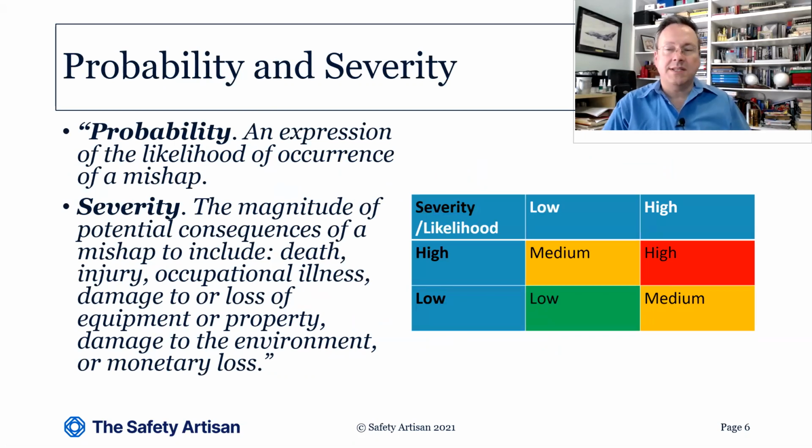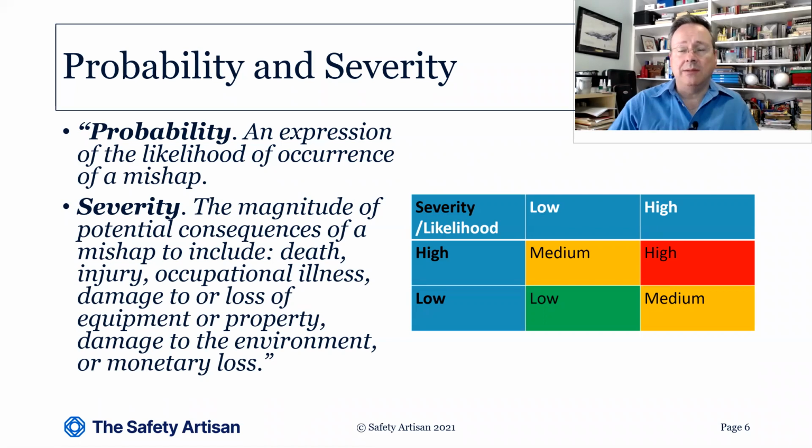Okay, so I said that risk was defined as probability and severity, and here we've got a little illustration of that. So probability, how likely is this thing to go wrong? How likely is this thing to happen? And severity, what's the magnitude of this event, varying from death, injury, illness, property damage or equipment loss, damage to the environment, or monetary loss. And to be honest, we can define risk any way we want. So it doesn't have to be a safety risk. We could be thinking about financial risk, a reputational risk, whatever it might be.